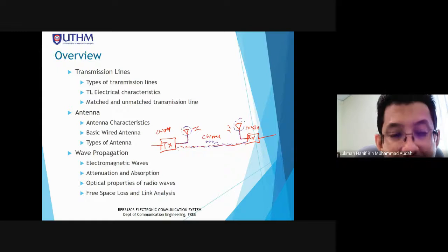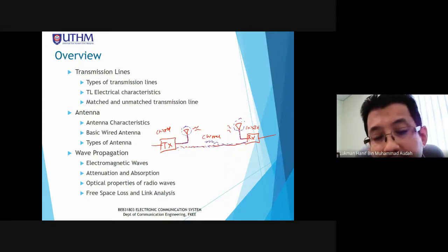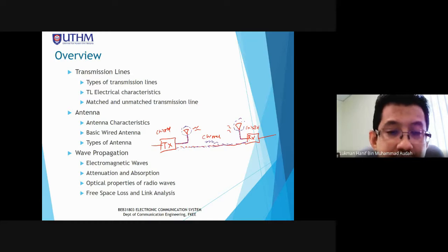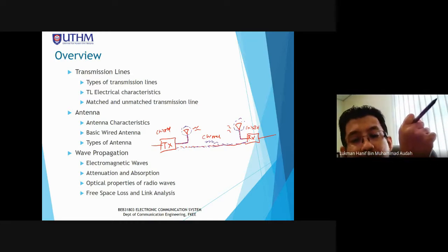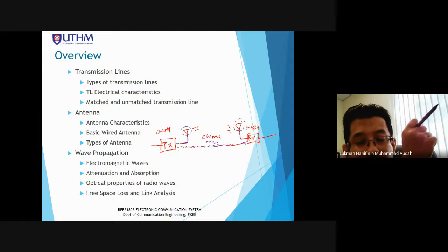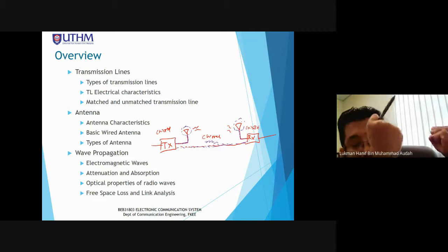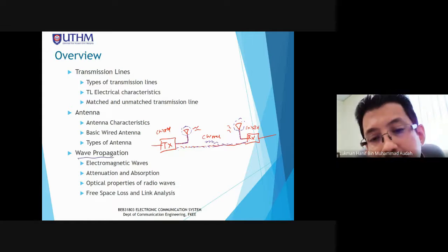Okay, antenna. Antenna fungsinya apa? Dia nak radiate. The antenna, the function is to radiate the received power into electromagnetic waves, and also to receive the electromagnetic waves and convert it into the output power. Dia tujuannya memancar dan menyerap gelombang. Okay, and then what? Then we learn about wave propagation.